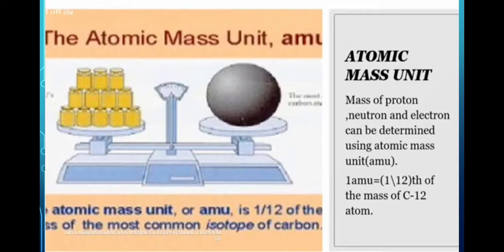Next, atomic mass unit. Atomic mass unit is used to find out the mass of proton, electron and neutron. 1 AMU equal to 1 by 12th of the mass of the carbon 12 atom.